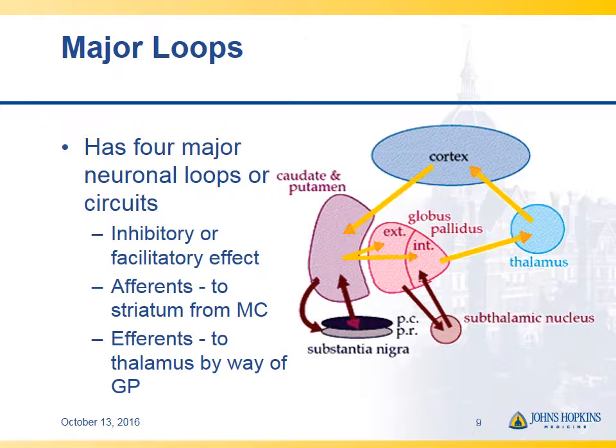So there are four major neuronal loops or circuits. These have inhibitory or facilitatory effects. The afferents are to the striatum from the motor cortex, and the efferents are to the thalamus by way of the globus pallidus.